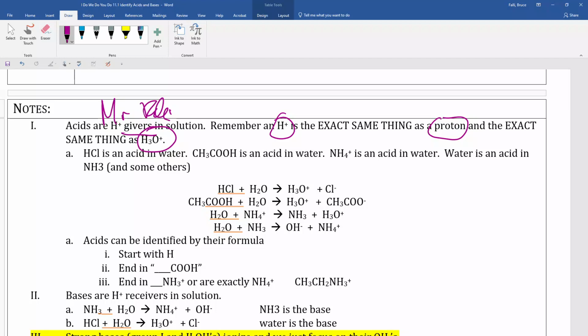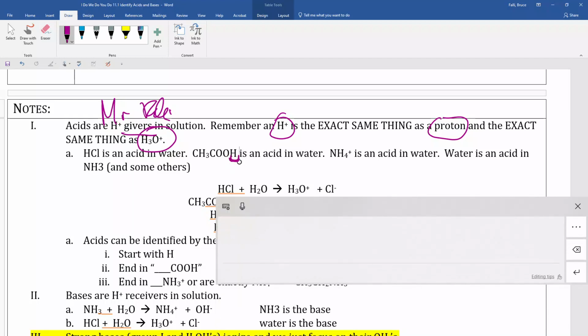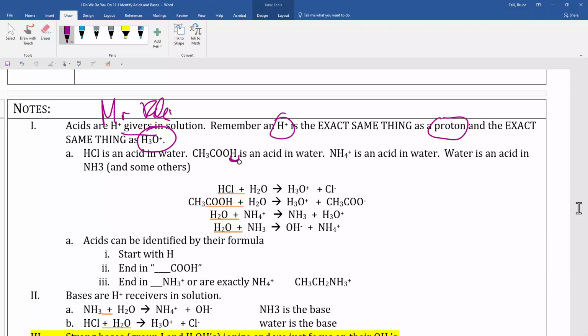CH3COOH is an acid in water. This is the H that you give. This is the only one. NH4 positive is an acid in water. See the H that it can give? Water is an acid in NH3. So water is H2O. See how it's got an H it can give? Sometimes it gives it, sometimes it doesn't. So let's take a look at what those reactions look like.